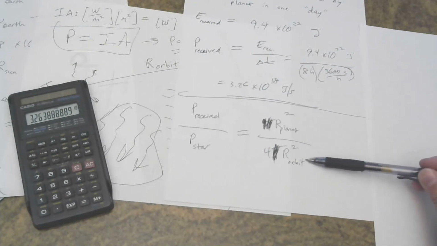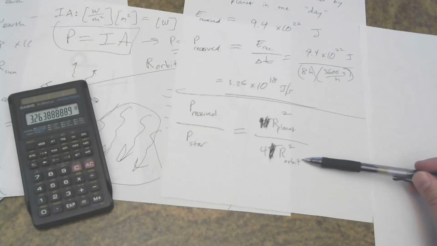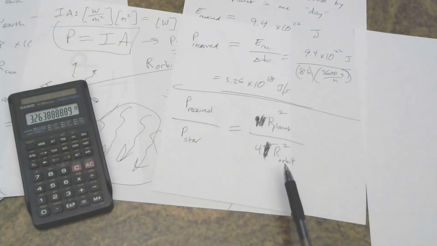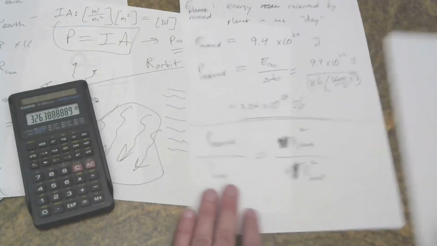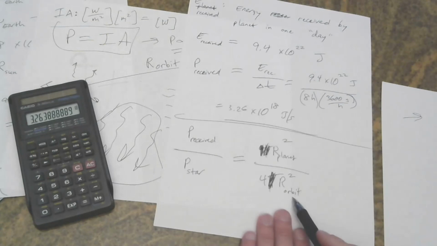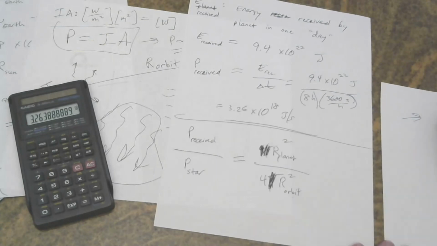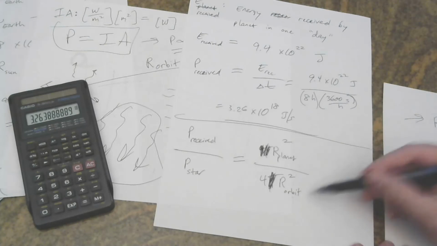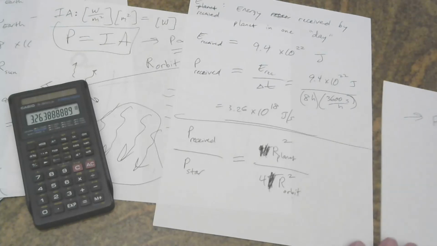Yes. Remember, that was the whole point in part B. I hope I said this earlier. We're trying to find out how far this planet is from the star. Okay, so let's solve this for our planet. I mean, our orbit, the radius of the orbit. I'm not saying our planet. I'm saying capital R planet and capital R orbit. Here's what I get.